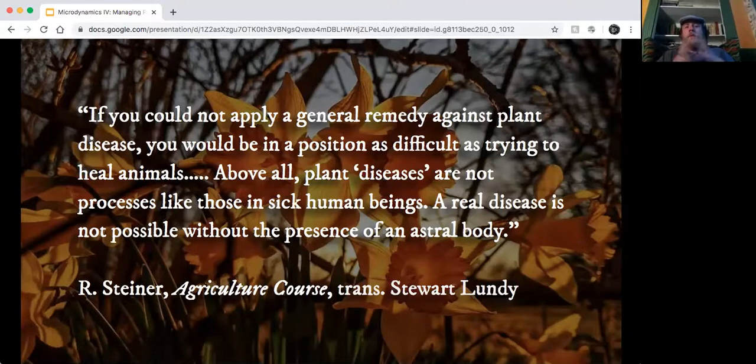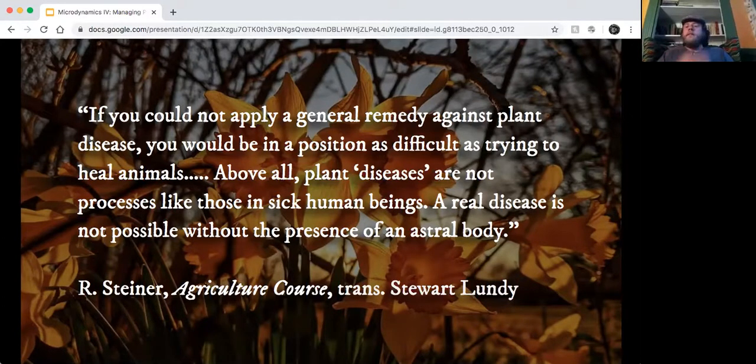If you could not apply a general remedy against plant disease, you would be in a position as difficult as trying to heal animals. Above all, plant diseases are not processes like those in sick human beings. A real disease is not possible without the presence of an astral body. Now, what is an astral body?